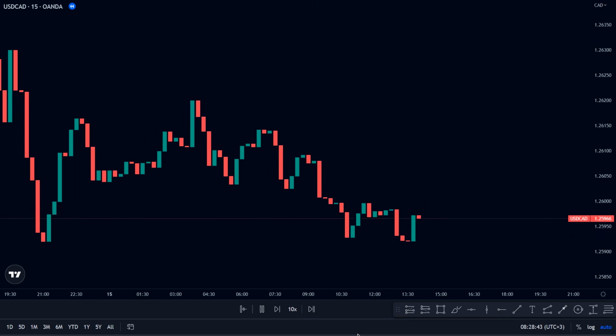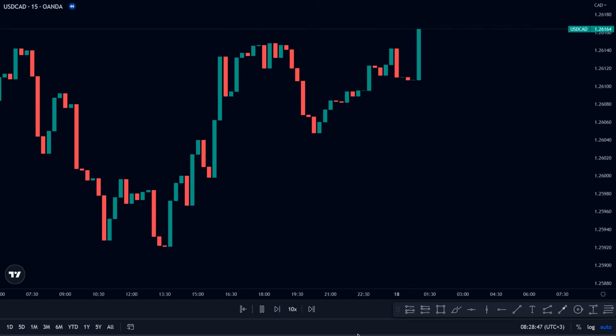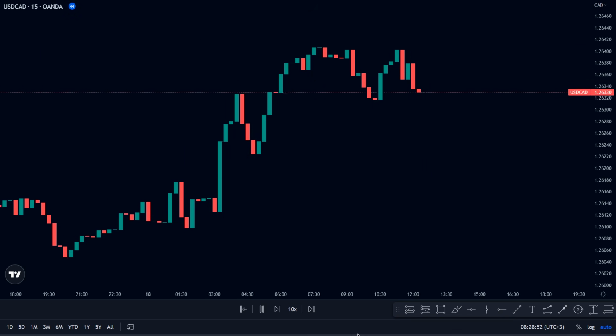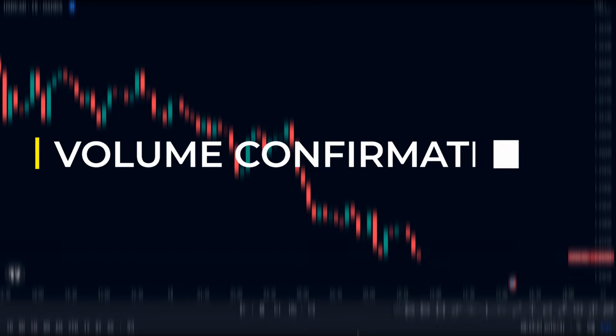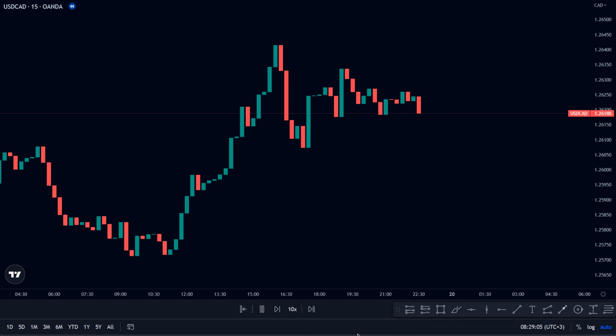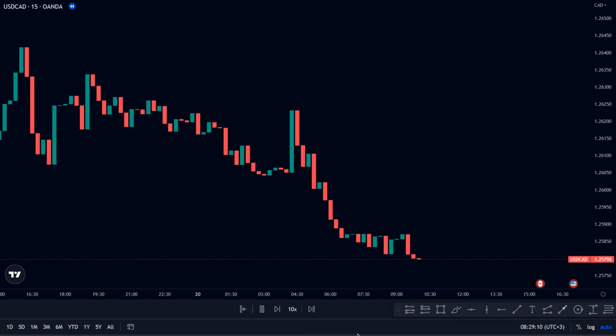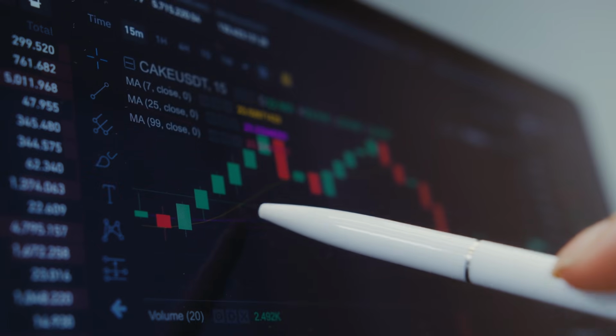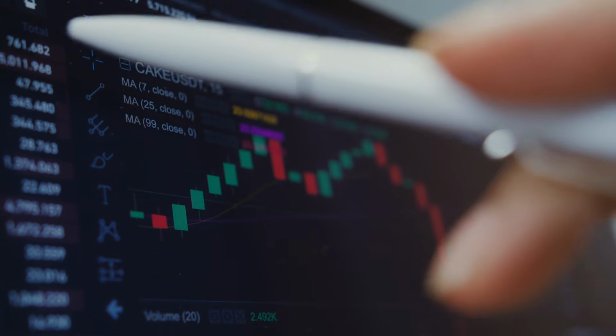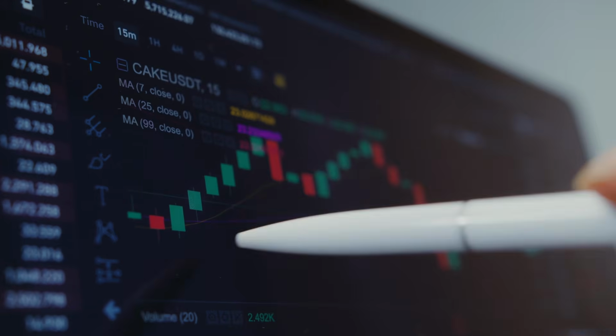Well, I think it's because your strategy lacks an essential part of any trading strategy, and that is volume confirmation. Following the trend is super important, but sometimes just following the trend alone isn't enough. You need to be following the trend only when there is enough volume in the market to maintain that trend.